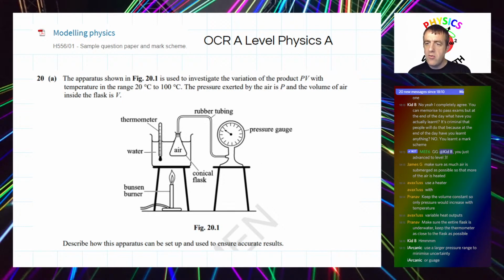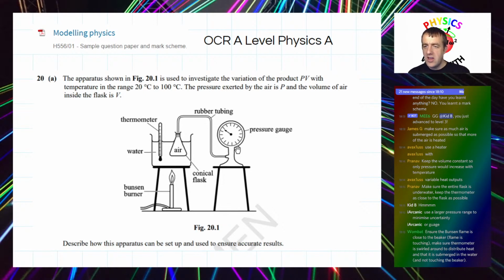A larger pressure range. Now, there's an issue with this. You don't get to choose the pressure. It's decided for you by the universe. You change the temperature and the pressure will change as a consequence. The pressure is your dependent variable. The volume is fixed, but the pressure is your dependent variable. So you're not really going to have any direct control over that.